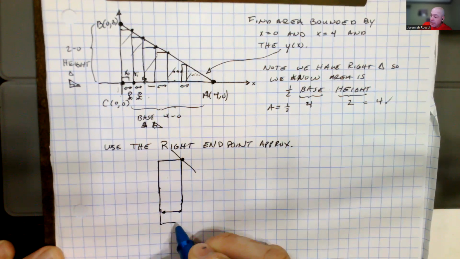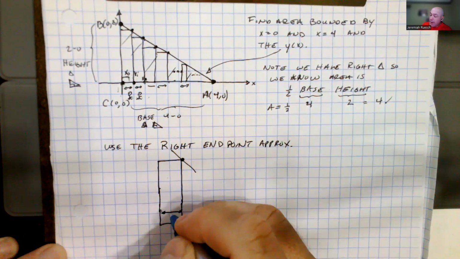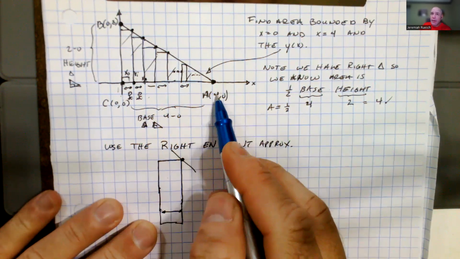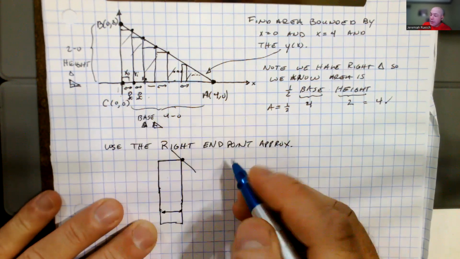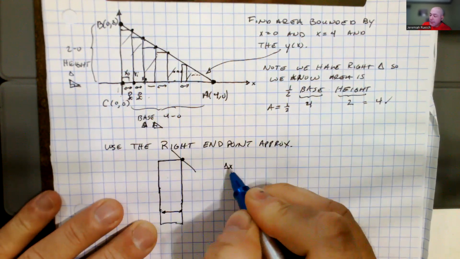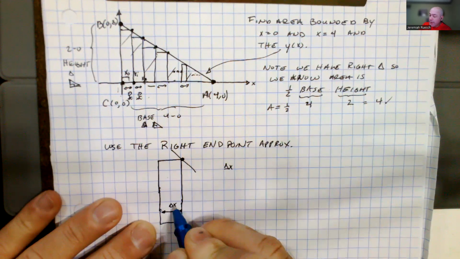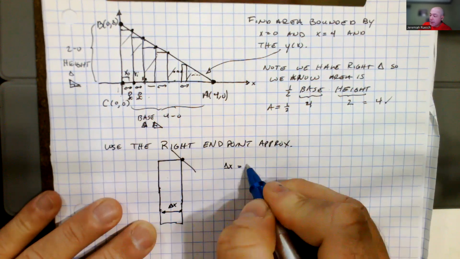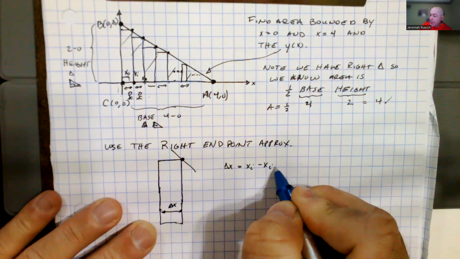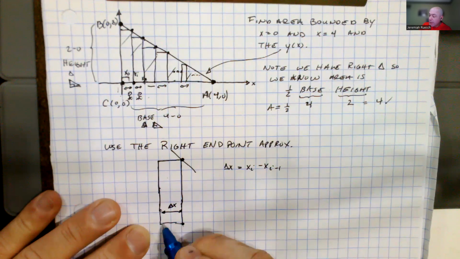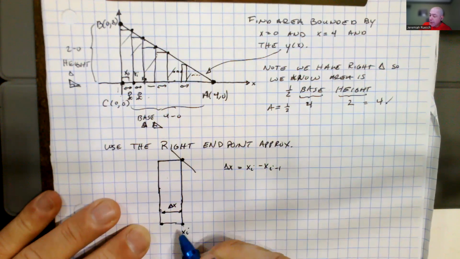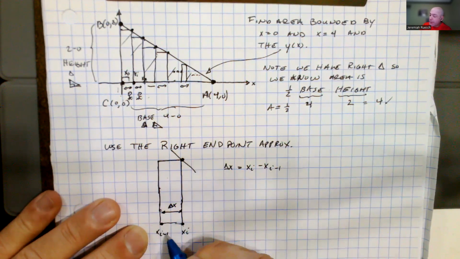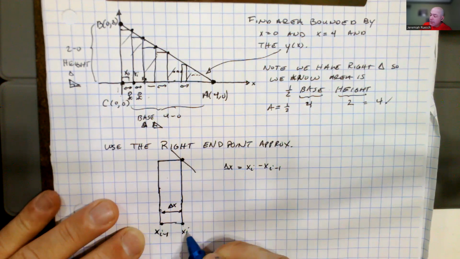how wide it is, is going to be, since they're equally spaced between this point here, 4, and this point 0 here, the delta x, which is the base of this thing. What we call delta x is equal to xi minus xi minus 1. So it's this arbitrary point, xi. This is what's defining the height of the rectangle. And then this is the point before it, xi minus 1. In other words, it's just one step back.